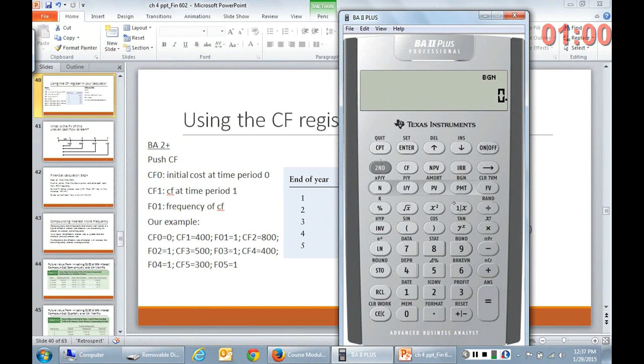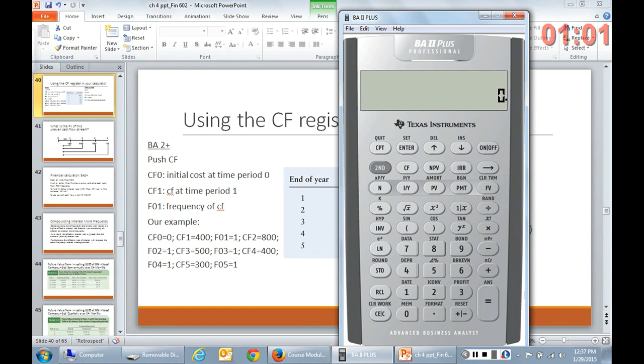We need to get our calculator out of begin mode. To do so, we push second and payment, second and enter, and second and quit. Now the begin sign is gone in the upper right hand corner and we're ready to start. Clear our time value of money.